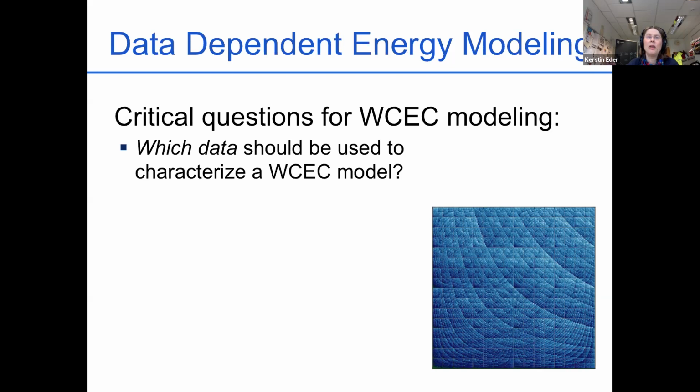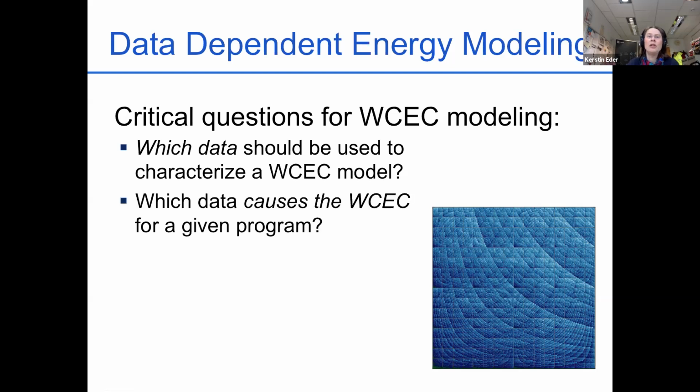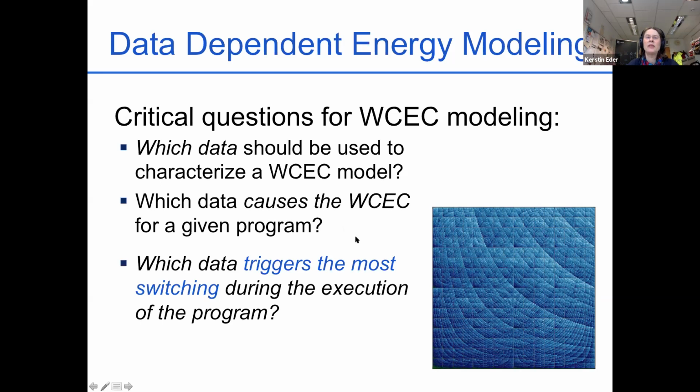Namely, which data should be used to characterize worst-case energy consumption models? So what should you use for characterization, for measuring? Because when you measure, you need to have data. Which data causes the worst-case energy consumption for a given program? When you've got machine instructions, the whole program, you've got sequences of instructions. We want to know what is the data that causes the worst case for this given program, which means we should ask which data triggers the most switching during the execution of the program. That is really the question.